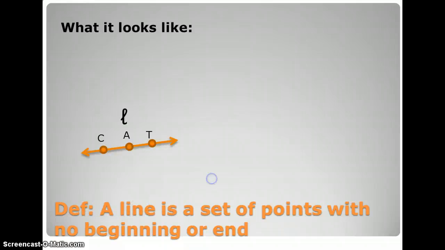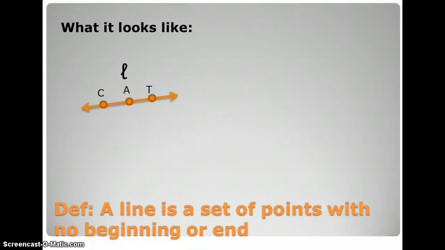If we had a ray, but instead of going in only one direction it went in two directions, we would have what's called a line. And a line is a set of points that has no beginning or end. There's no distance, there's no measurement for it. We can't say a line measures 7. It doesn't. There is no measurement.